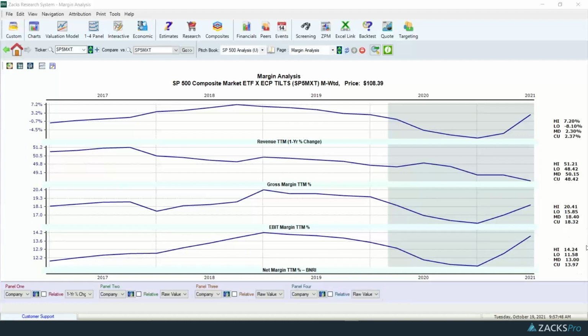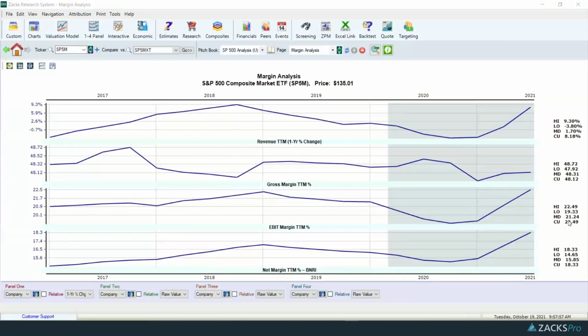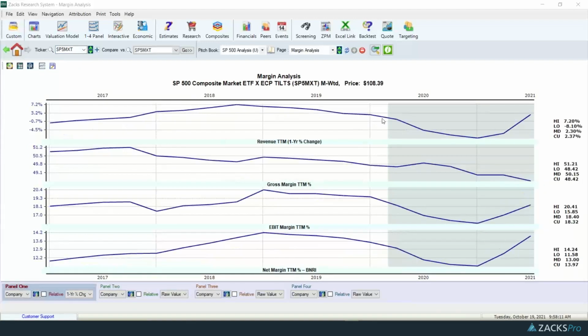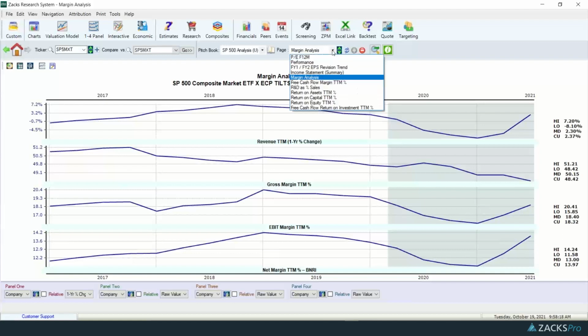Operating margins and net margins, obviously those numbers are just a touch lower if you remove ECP mega cap tech names. So if I switch this back to S&P 500, you'll see those are 22.49 and 18.33, and then go back to tech and remove tech, sorry about that. It's a little confusing switching back and forth all the time. 18.32 and 13.97. Okay, so a substantial difference there in margins.